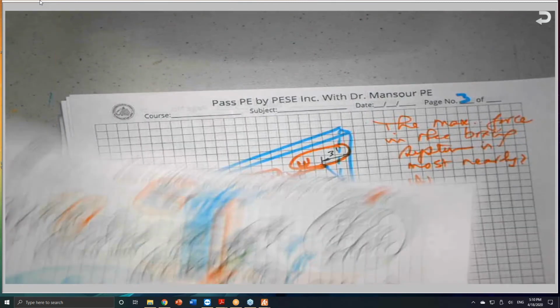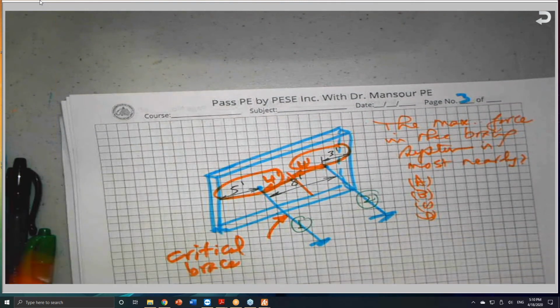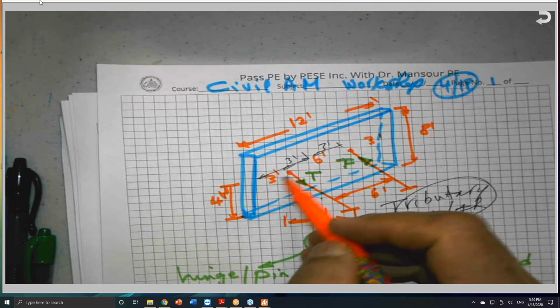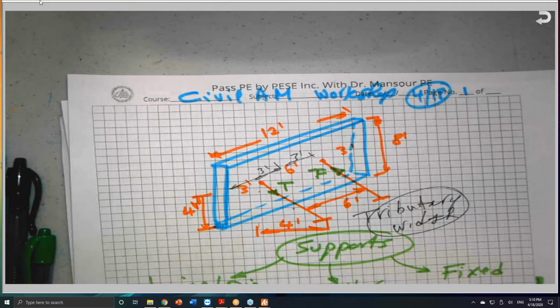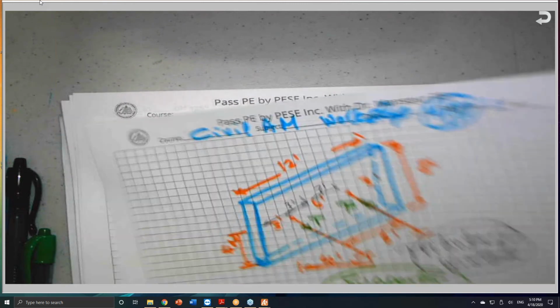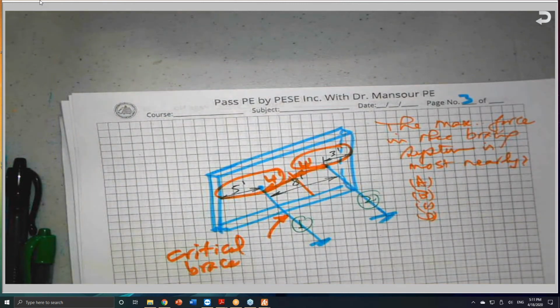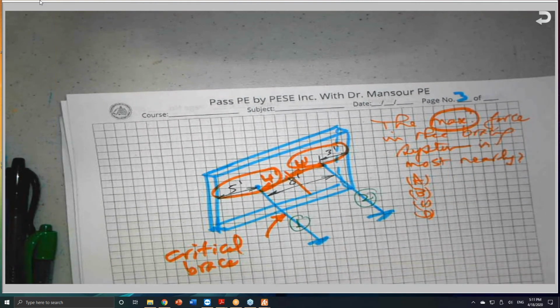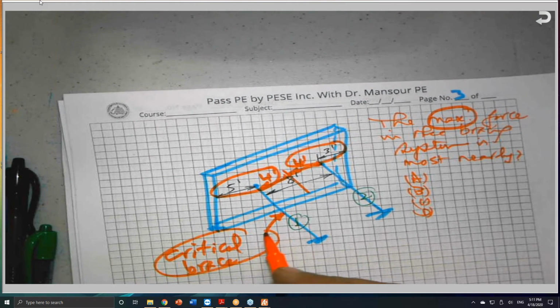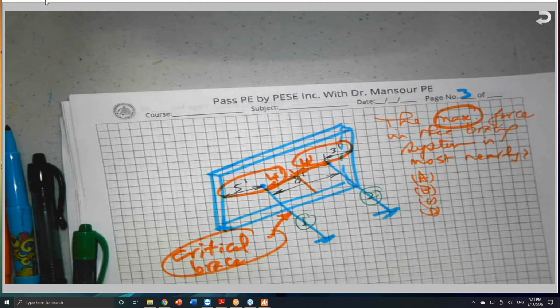The 6 feet came originally from 3 and 3, because he put 3 feet from each end and 6 feet on center. So the problem can be modified such that he will give you something a little bit different. In this case, the maximum force is going to be the key to select the most critical brace, the one that is going to carry the largest load, and this is something I need you to be aware of.